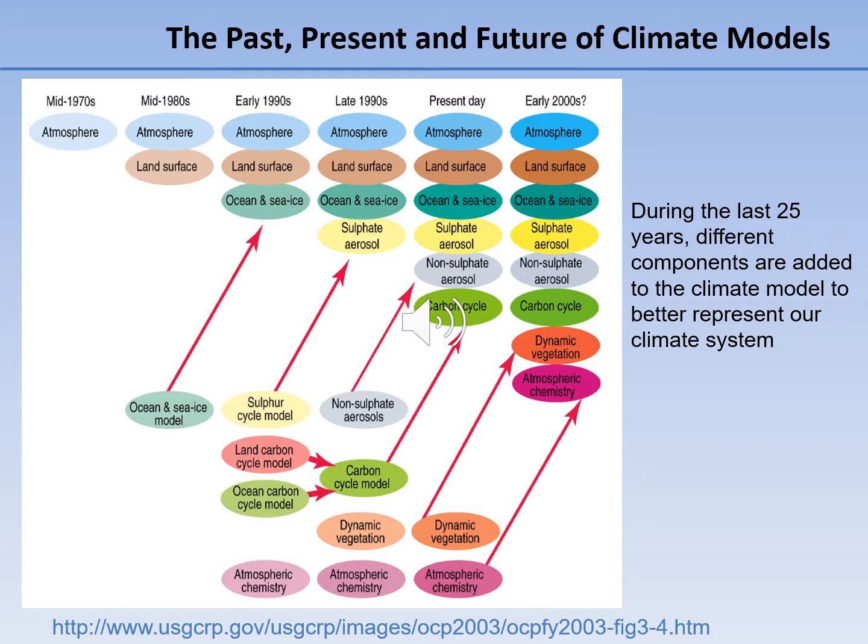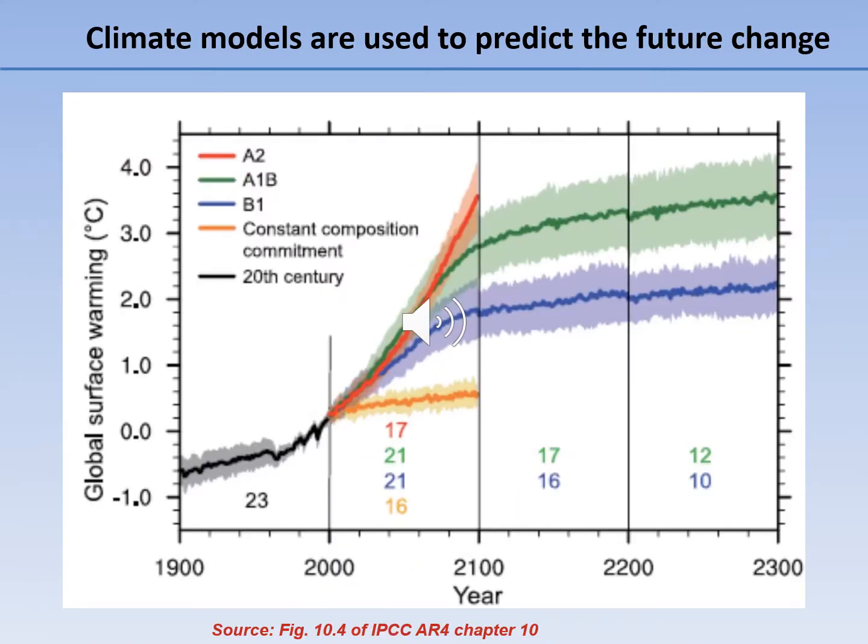Over the past 25 years, different components have been added to the climate model to better represent our climate system. This slide shows the components that have been added through the years. Climate change, also referred to as global warming, is the observed century-scale rise in the average temperature of the Earth's climate system and its related effects.